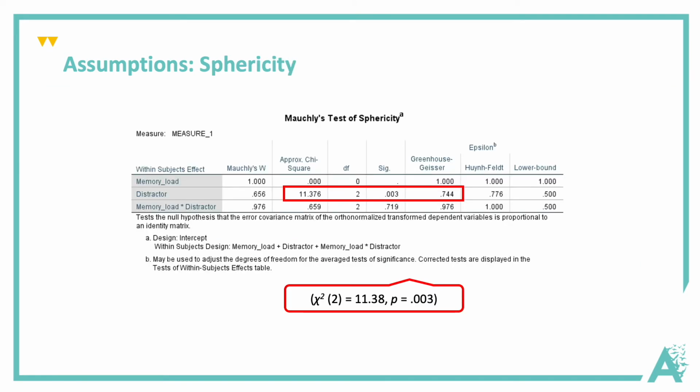As one of our IVs had 3 levels, we have to consider sphericity. Remember, if the IV only has 2 levels, sphericity does not apply, and it looks like the output for memory load will be blank without a p-value. However, we do have a value for distractor and the interaction. Distractor is statistically significant, suggesting sphericity has been violated for this factor. When we interpret the results, we would need to look at the sphericity corrected output for this factor, but the interaction looks fine.